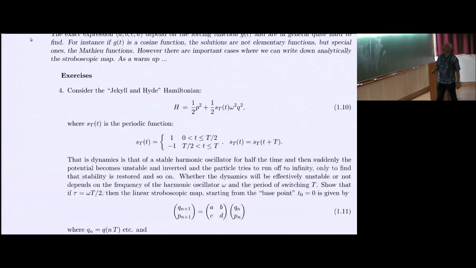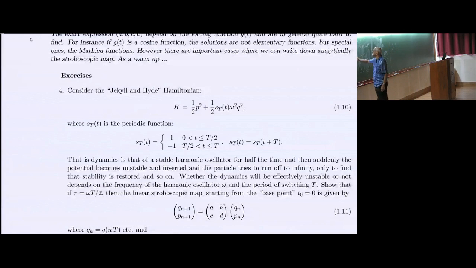So how would one consider this? I've actually given an exercise. I don't think I have time to go through that, but since it's an exercise, you can do this. If you did not understand what I said so far about constructing a stroboscopic map, here is an exercise which should help you do that. Here is a forcing which is simple. It's not a cosine. It's just on or off.